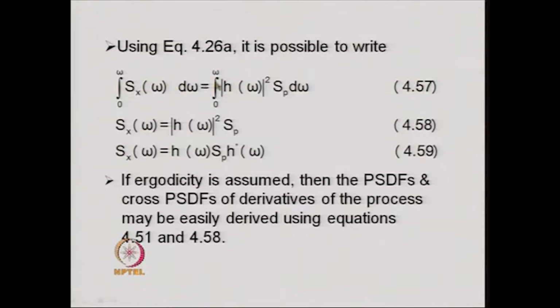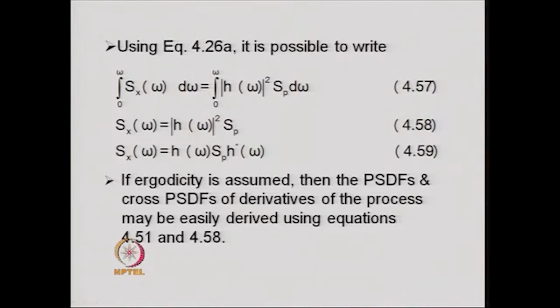Now, if we look into these two integrations, then it immediately follows that Sx(omega) is equal to h(omega) absolute square into Sp, and Sx(omega) can also be written as h(omega) into Sp multiplied by the complex conjugate of h(omega), because the complex conjugate of h(omega) and this h(omega) together become equal to the absolute value square.